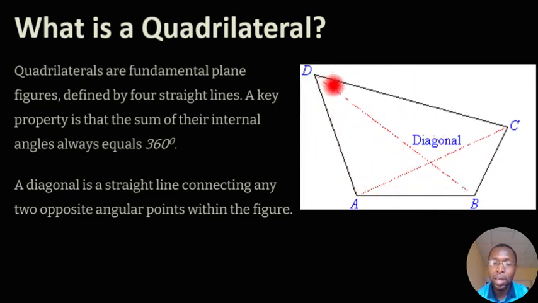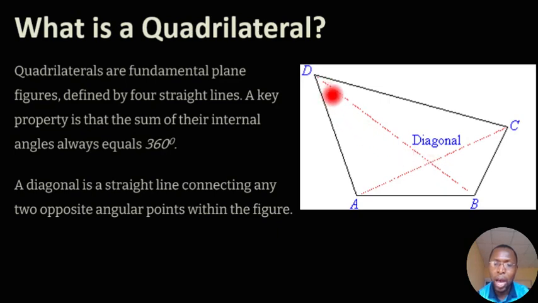And because of the four lines that have made one another, we also form four angles. You could see angle D here, angle A, angle B, and angle C. So the sum of the interior angles is equal to 360 degrees. When you sum up all the angles in the quadrilateral, it gives us 360 degrees.